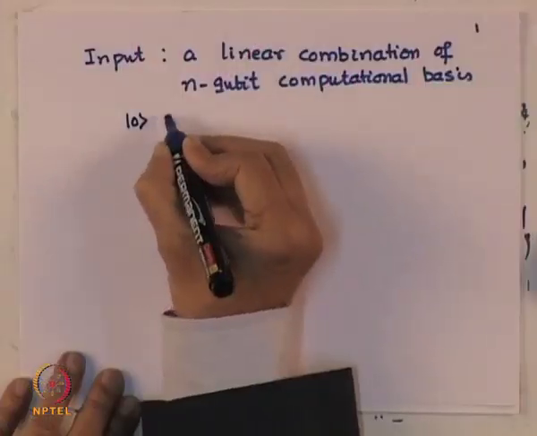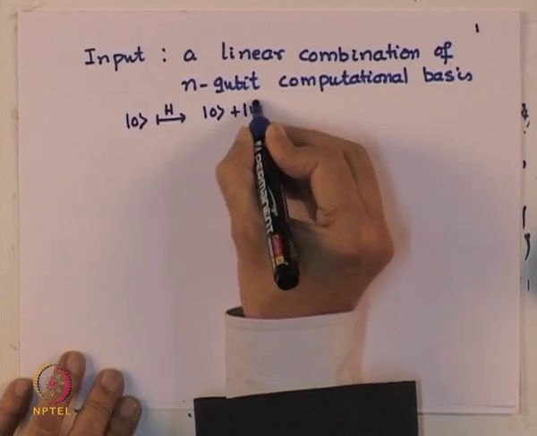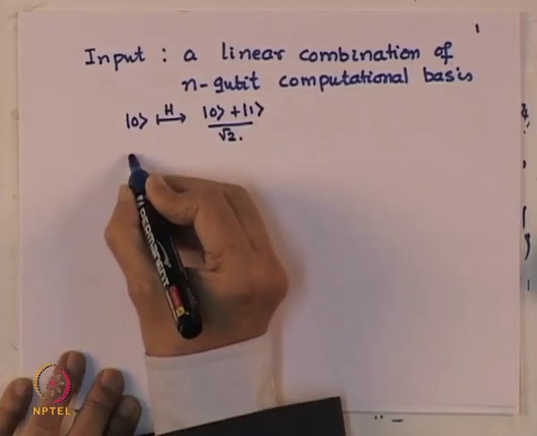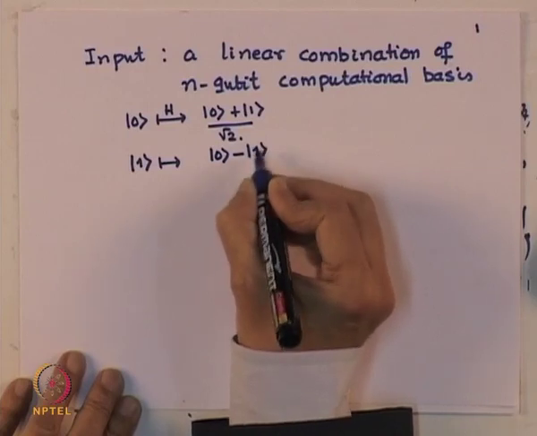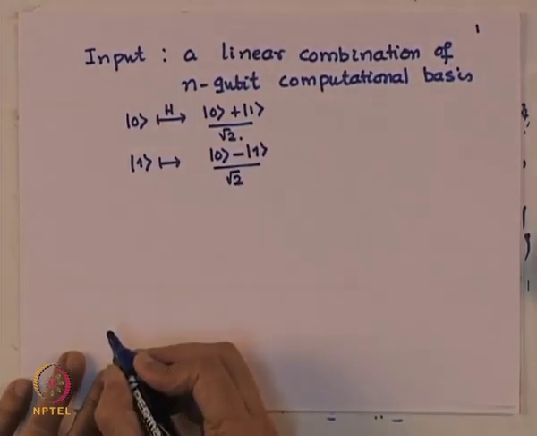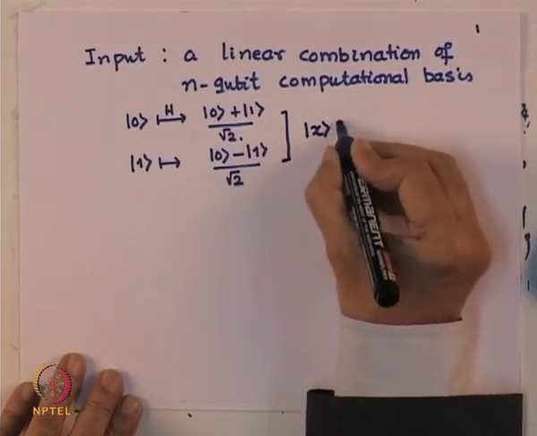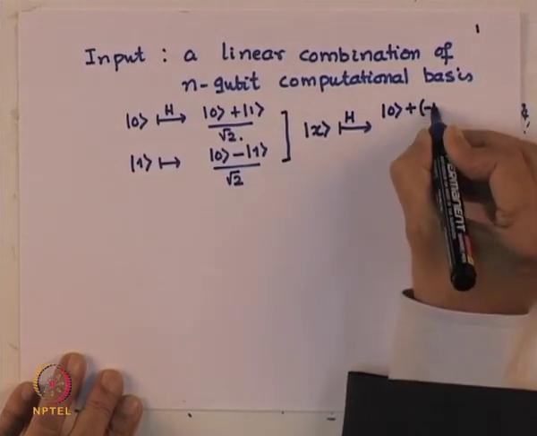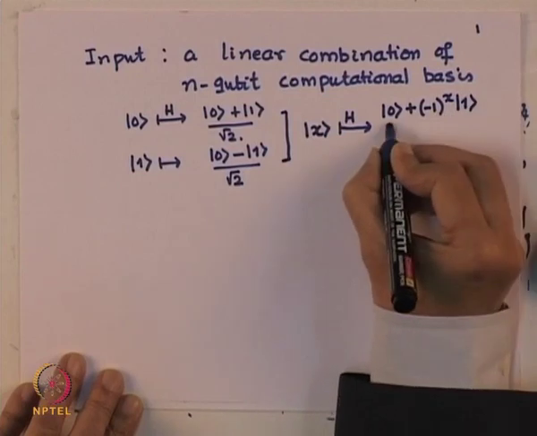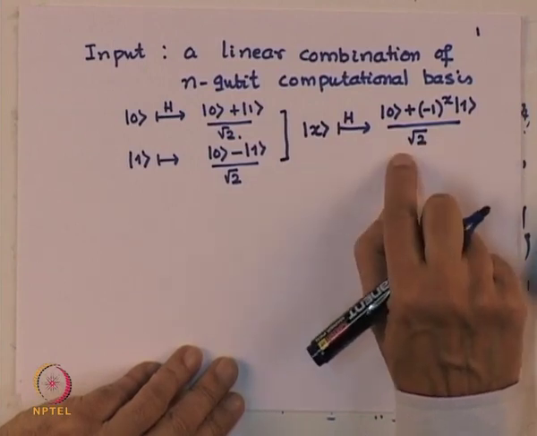We have seen that a single qubit, when it is passed through a Hadamard gate, for example, if it is 0, then I get 0 plus 1 by root 2. And if it is 1, you get 0 minus 1 by root 2. Now I can combine this into a single step, saying that if my input is x, putting it through a Hadamard gate will give me 0 plus minus 1 to the power x, 1 by root 2. So that when x is equal to 0, it gives me 0 plus 1 by root 2, and if x equals 1, I get 0 minus 1 by root 2.